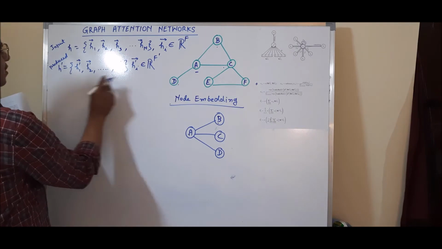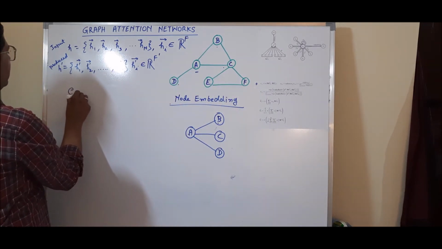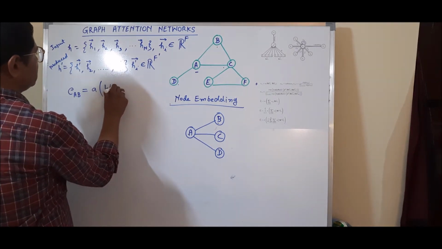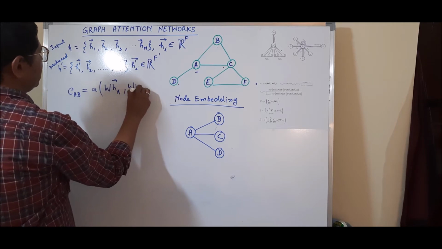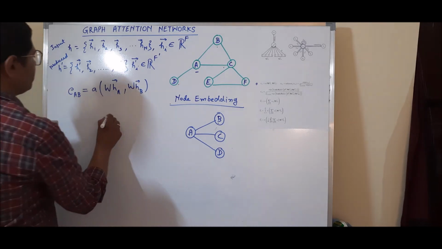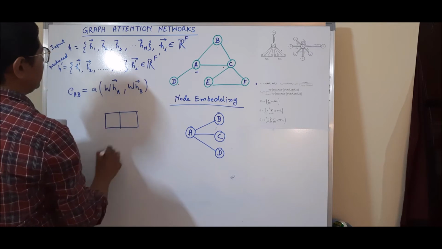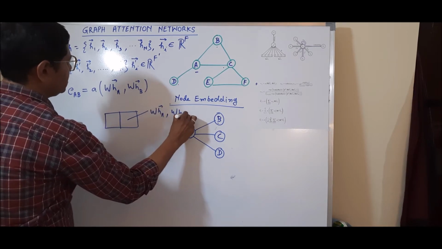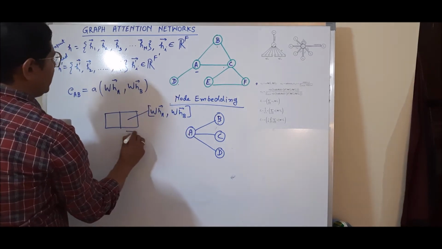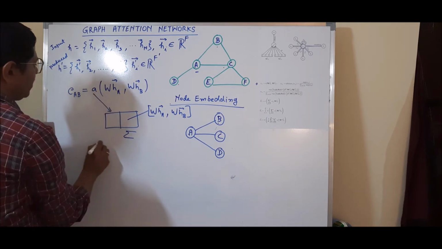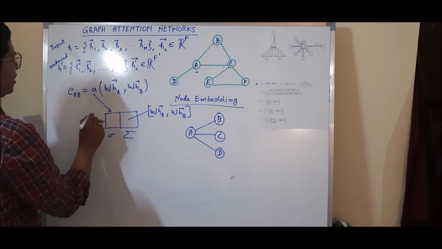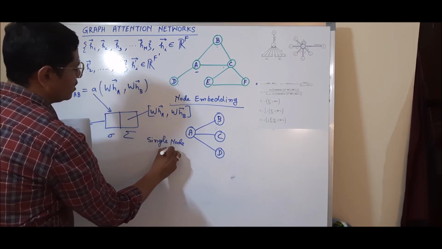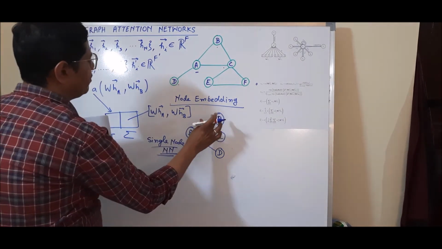then according to the formula, we compute e A B by applying some learnable function a on the weight matrix W times h A and weight matrix W times h B, concatenated. If we design a neural network for that, it will be like this: W h A and W h B are concatenated, which is part of the aggregation function, and this is the part of non-linearity. The output of this single-layer neural network gives how important B is for A.